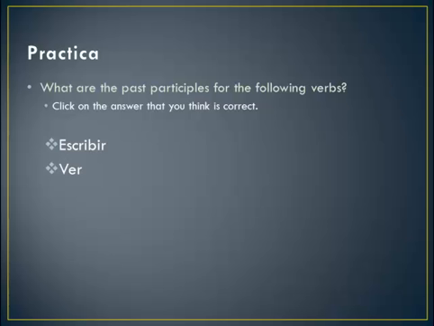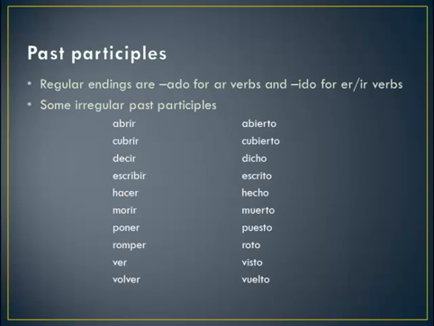One more. Click on the answer that you think is correct for escribir and ver. Remember, you have to click on your answer to move on. Click on your answer now. I'm sorry, that was not the correct answer. Regular endings are ado and ido, but both of these verbs are irregular. Check out your irregular list one more time. If you don't have it in your notes, make sure you get it there.